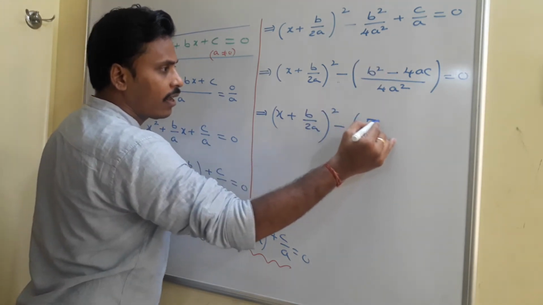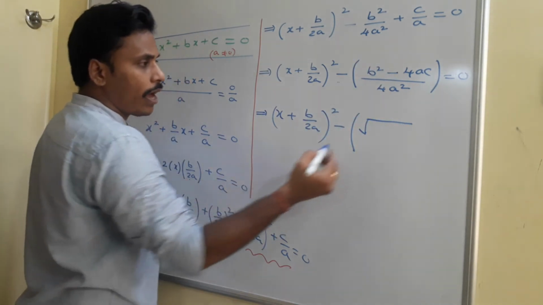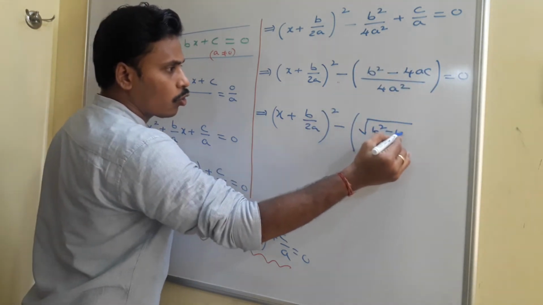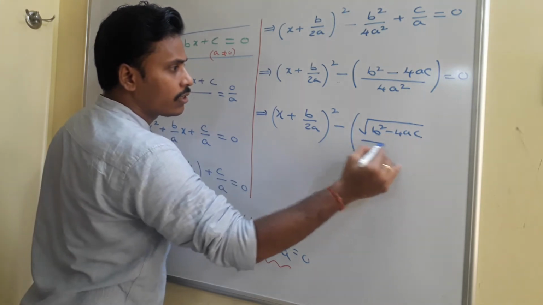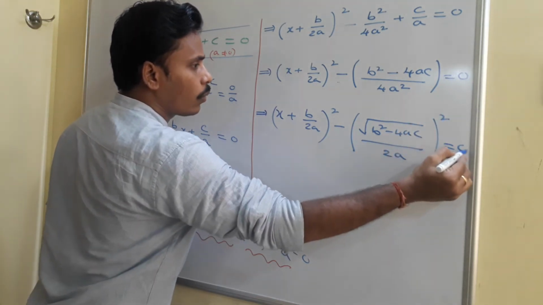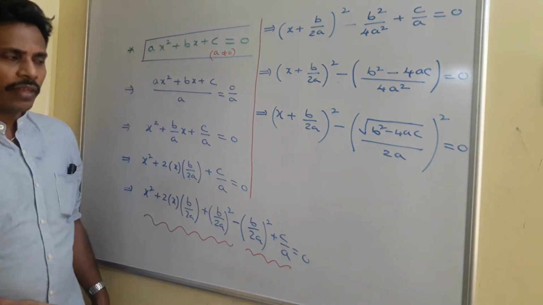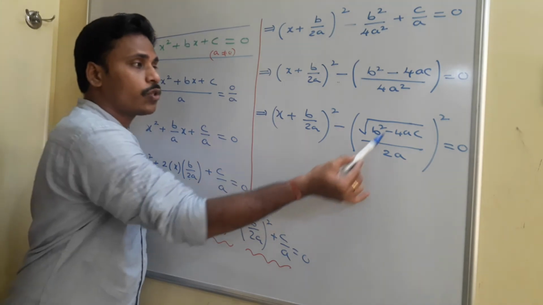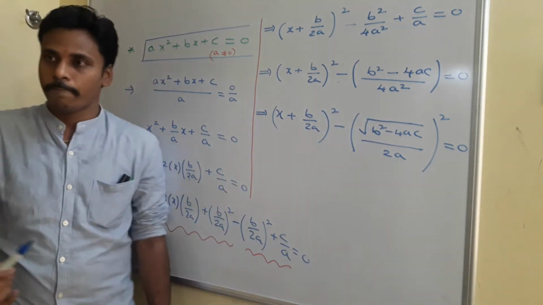How can I rewrite it? I will rewrite it like this: square root of b square minus 4ac, divided by 2a, whole square is equal to 0. Is it clear? Exactly. See, the square root and square will get cancelled, as well as this 2a whole square is nothing but 4a square, right?